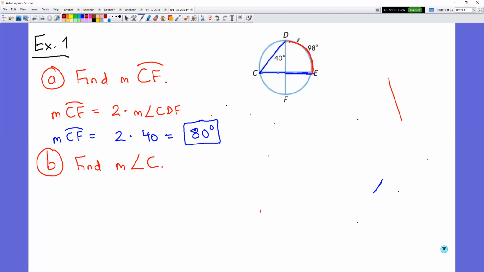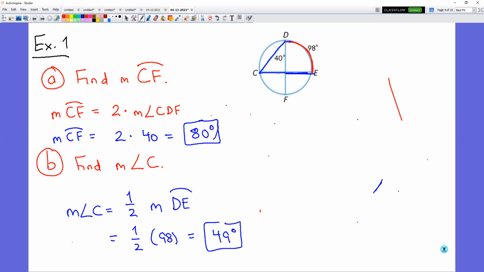To find the measurement of angle C, we will take the measurement of the arc and take half of it. So it's just 1/2 of the measurement of arc DE, which is 1/2 times 98 degrees. Half of 98 is 49. Therefore, the measurement of angle C is 49 degrees.